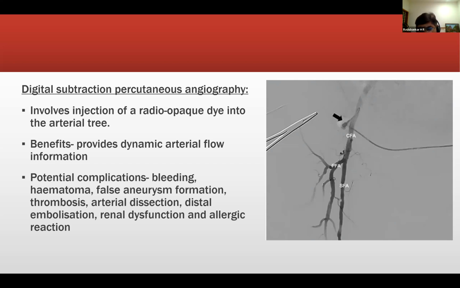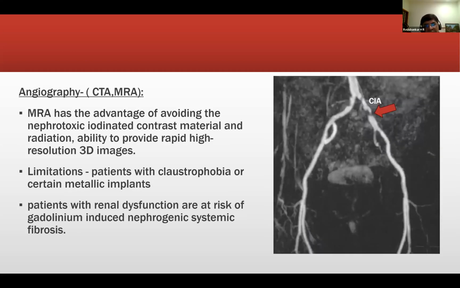Yes, I agree, sir, because there is a non-invasive modality, like you said. I think that should have come first in this discussion. Correct, sir. CT and MR angiogram. CT or an MR should have come earlier than a DSA, I think, sir. Okay, sir. Go to the next one.